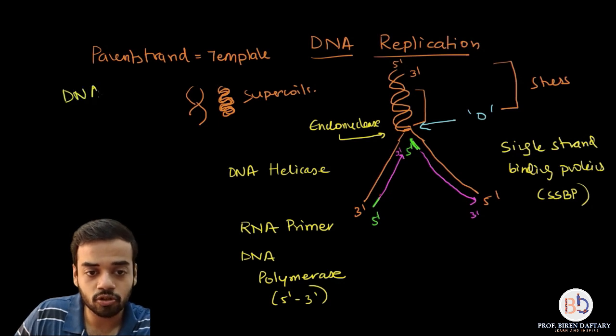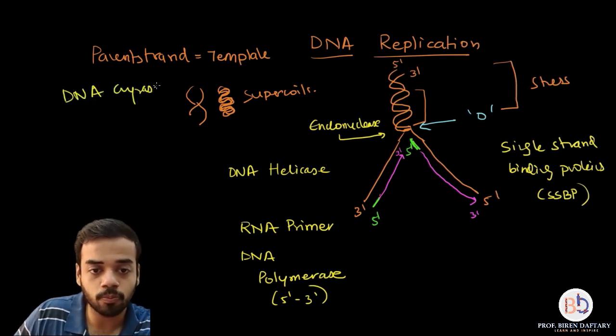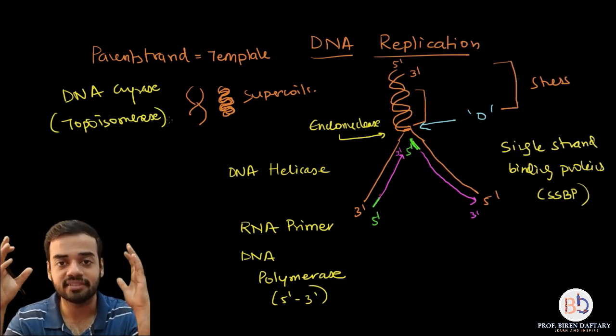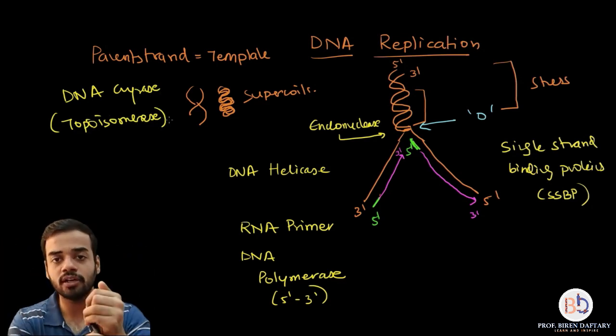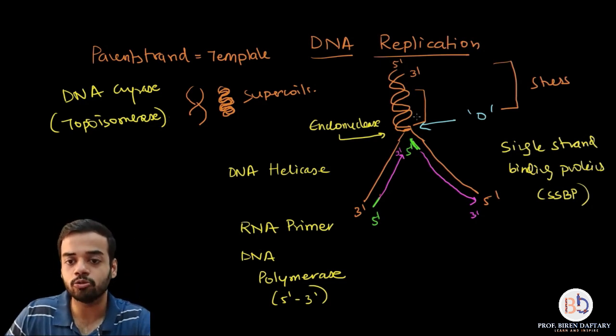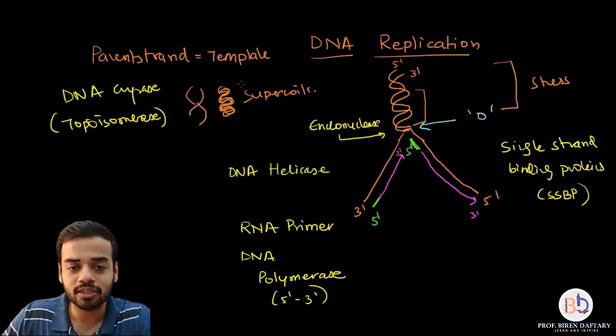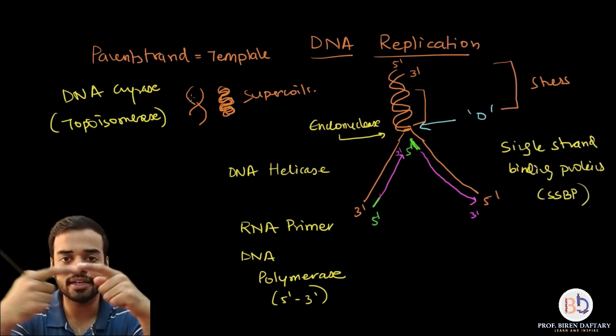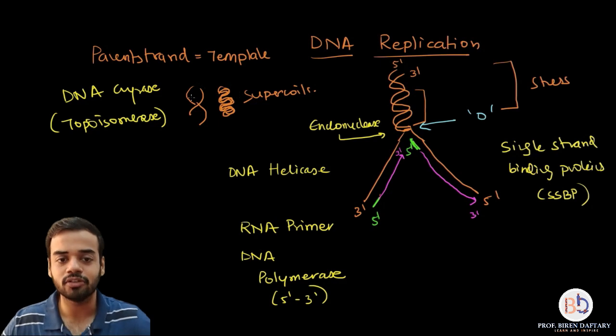DNA gyrase is also called DNA topoisomerase, and it is also called the supercoil relaxing enzyme. Same thing, supercoil relaxing enzyme, DNA gyrase, topoisomerase, same thing. So how do they remove stress? They cut one end, they open up the coil, they again attach the two ends. So that is how they work.